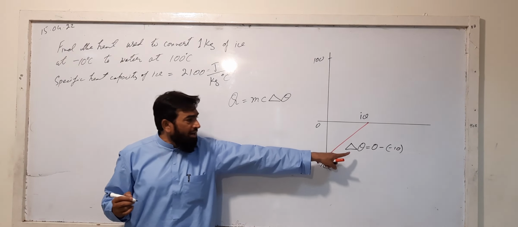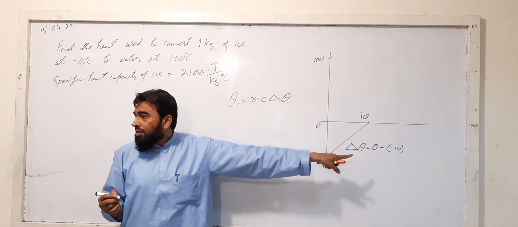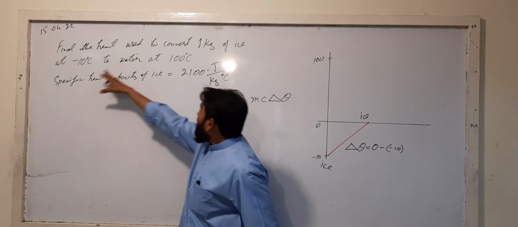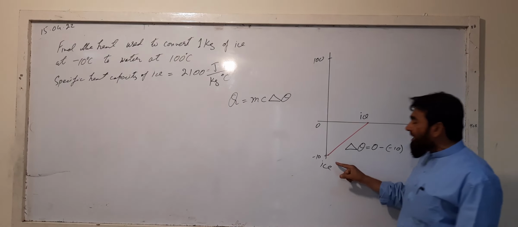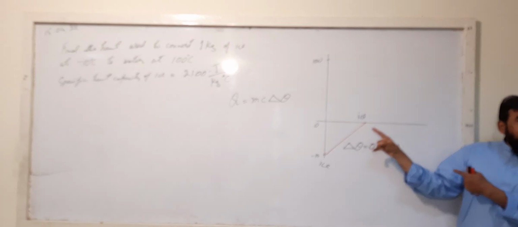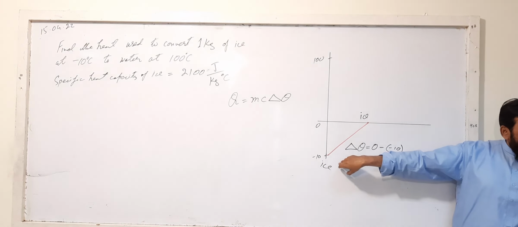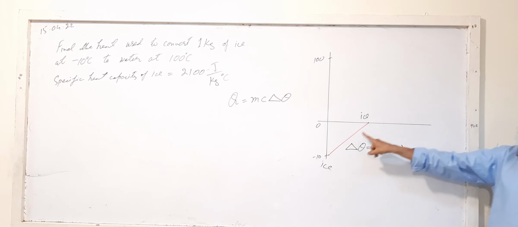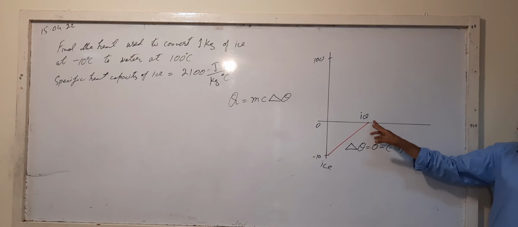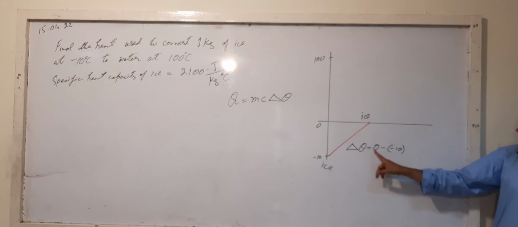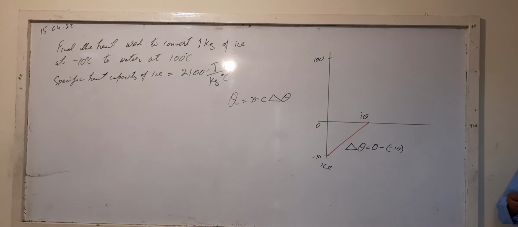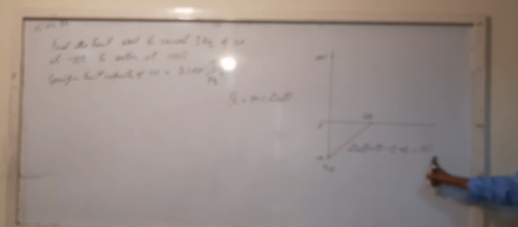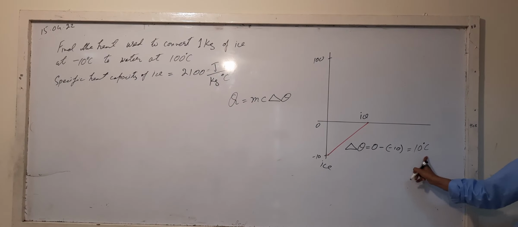Normally, students do not find out this difference. First of all, the ice has to gain temperature; it will not directly melt. Initially, this ice was at minus 10 degrees Celsius. Now, what is the change in temperature of the ice? The final temperature is 0 degrees Celsius. 0 minus minus 10 gives you 10 degrees Celsius. So, this is the change in temperature, this is delta theta.